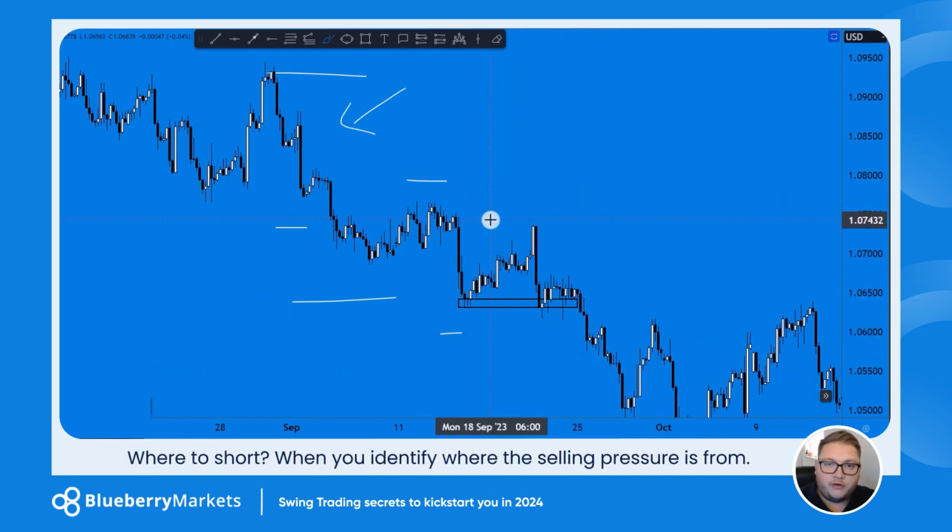Now, I want to be short because we're in that trend. So where do I want to short from? I want to identify where the selling pressure has come from. Look at that area just in here. We had a consolidation. Price breached that to the downside. We saw aggressive selling coming in at that point. So what I want to do is highlight that area through there.